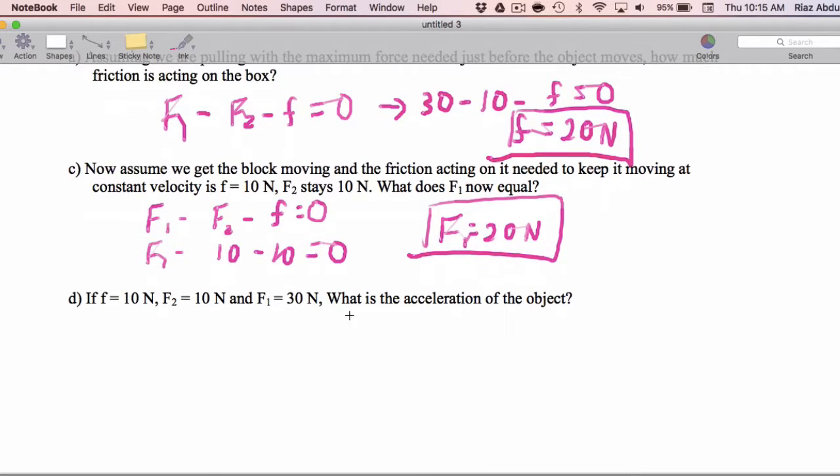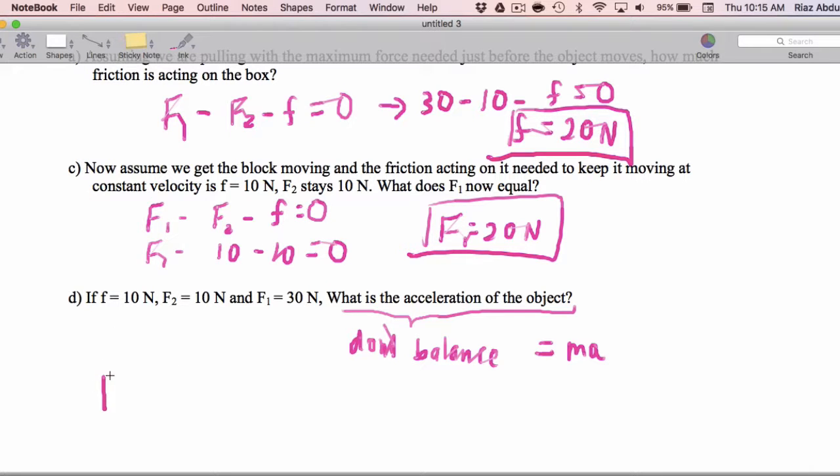Now here it says, what is the acceleration of the object? This implies that we don't balance. And so we end up equaling ma instead. So we're going to have F1 minus F2 minus F equals ma.